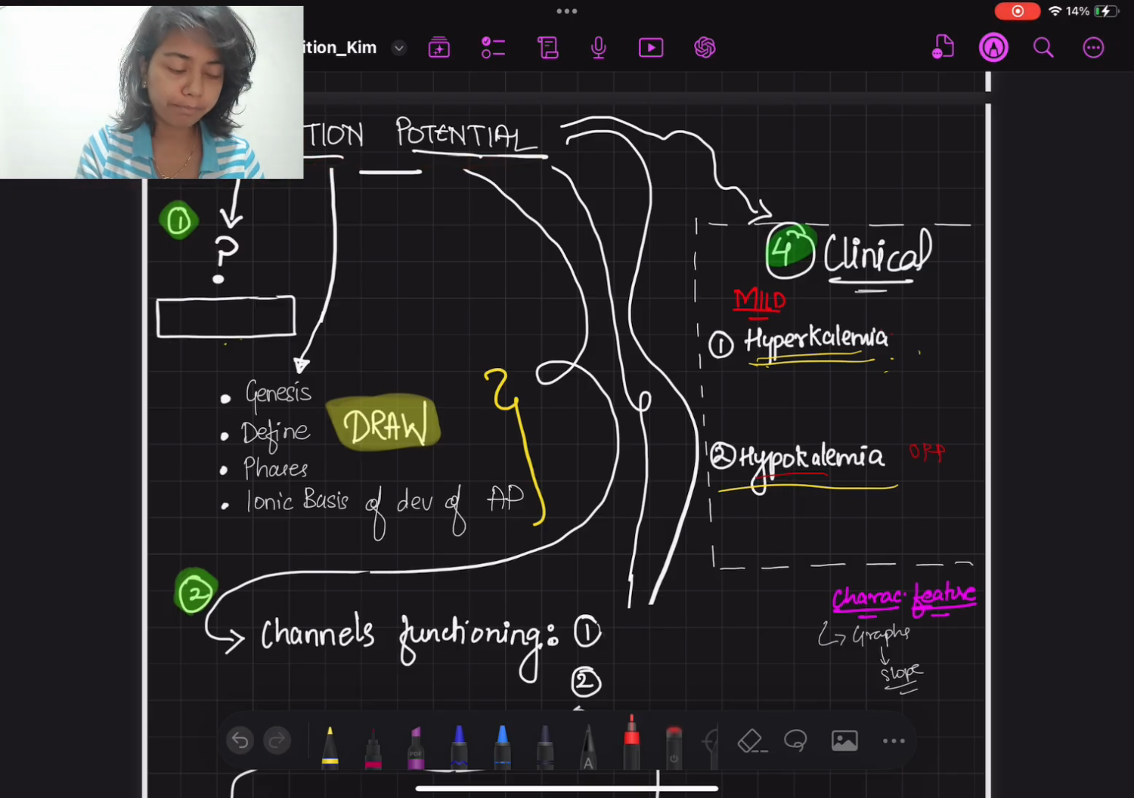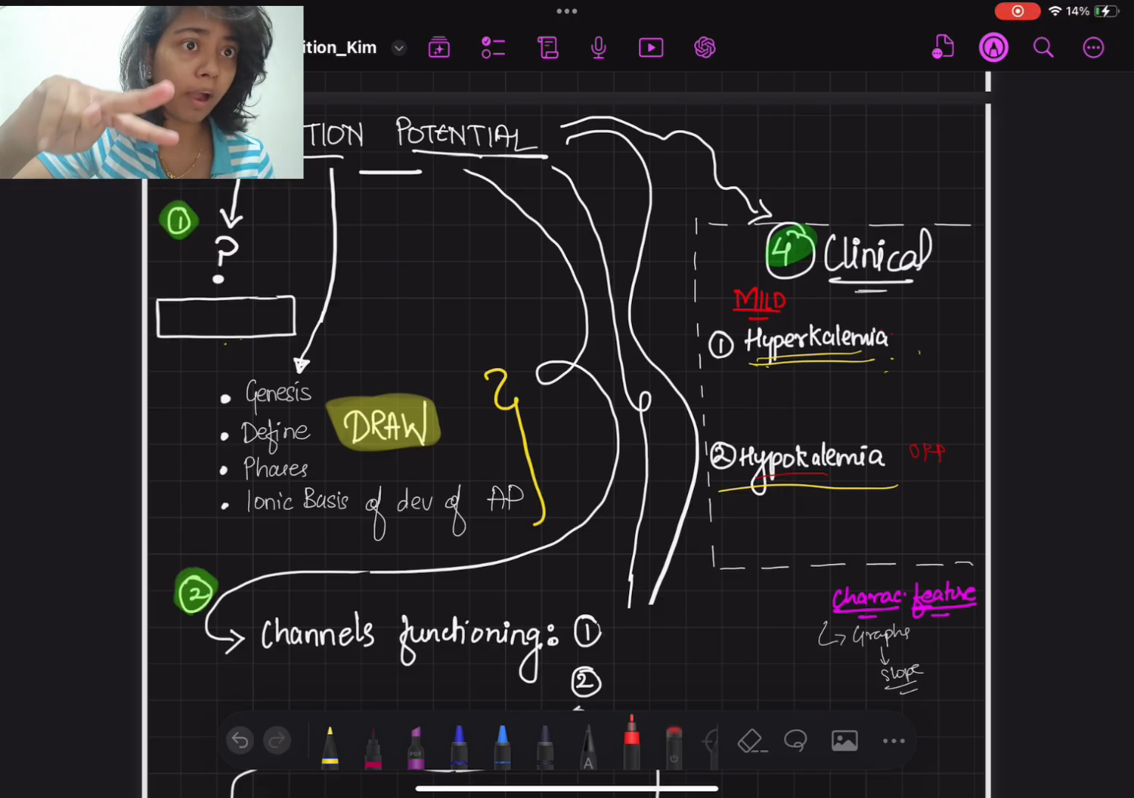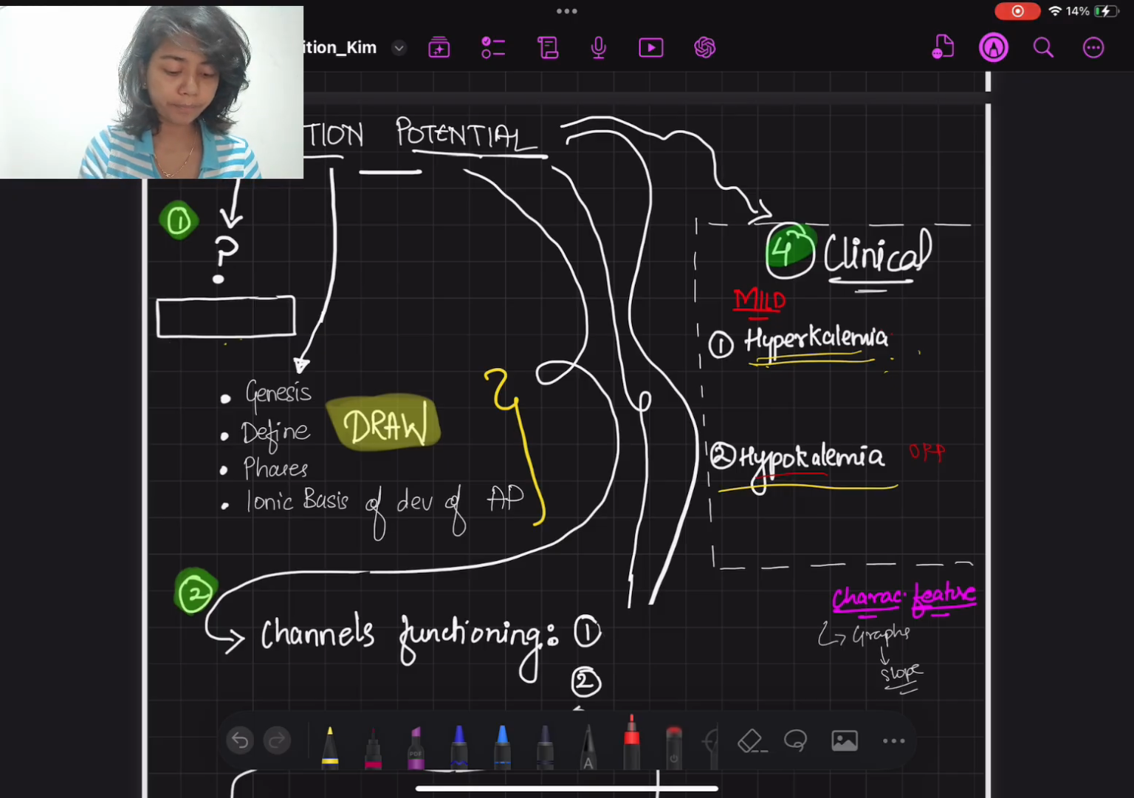Now, before going into depth, you should know what questions are asked. Questions asked can be: explain the genesis of action potential, explain the phases of action potential, and explain the ionic basis of development of action potential. Okay, so these kinds of questions are asked, and all of them will be answered in this video. Okay, so I'm dividing action potential into two parts. This is the first part.